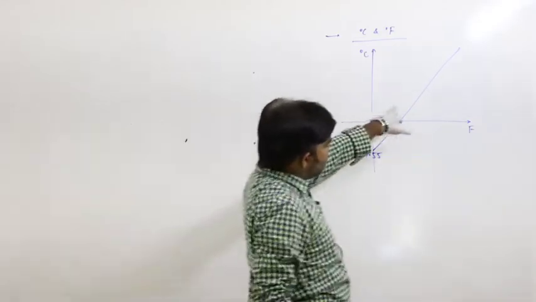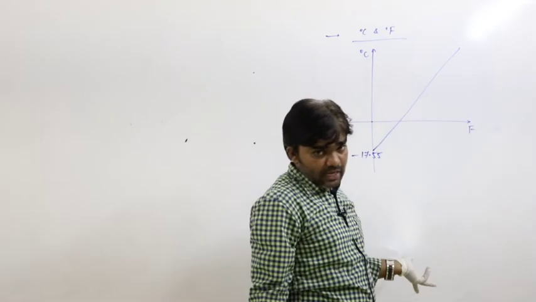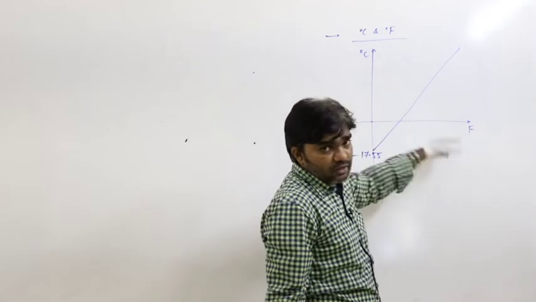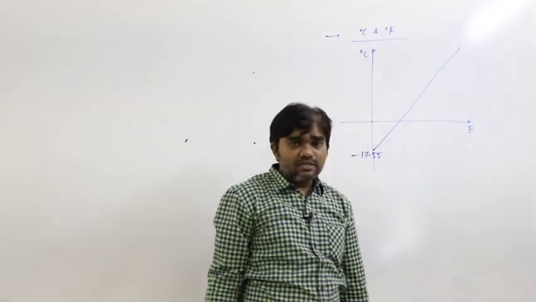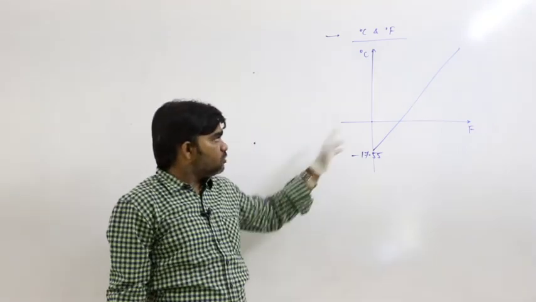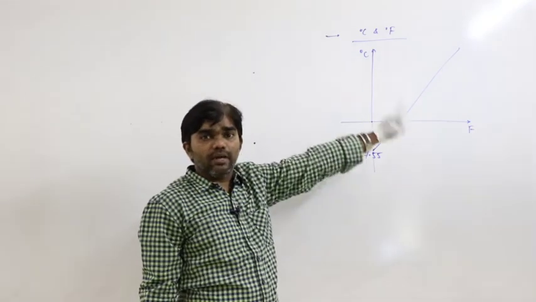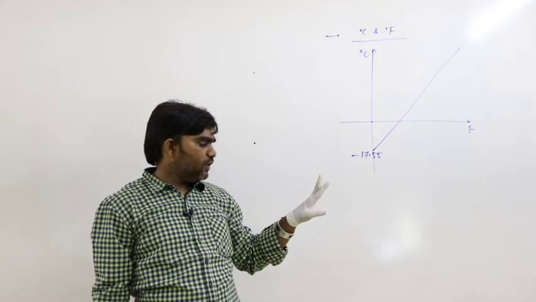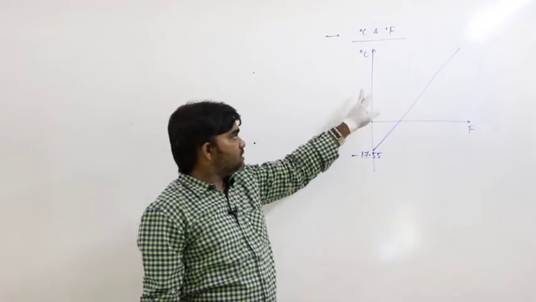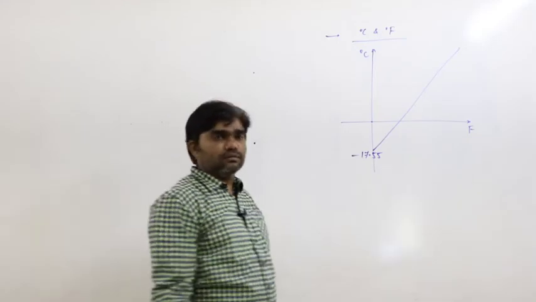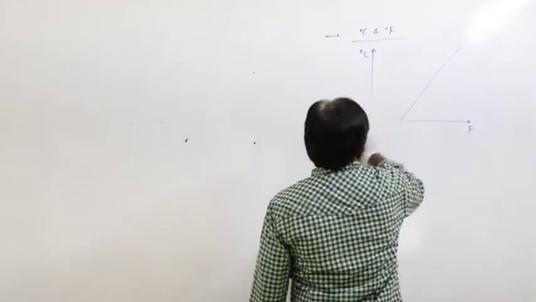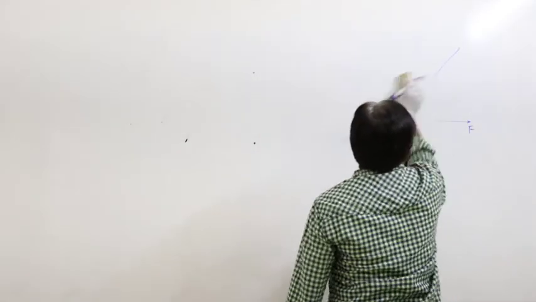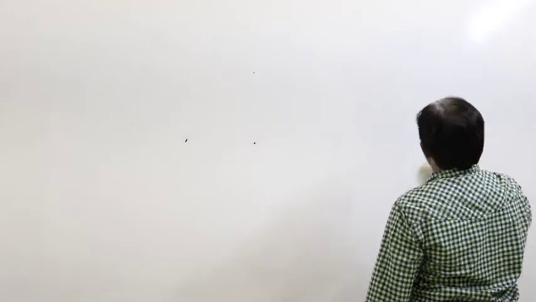Here the slope of the graph is y component by x component, Celsius by Fahrenheit. In the previous case, Fahrenheit by Celsius. How can you calculate slope? Y component by x component. Remember that. If you want to find the slope of the graph, we must consider y component by x component.